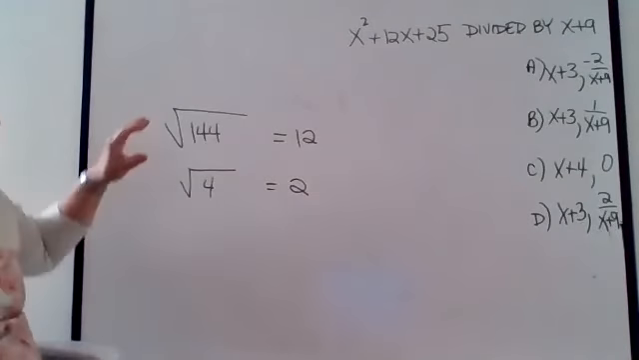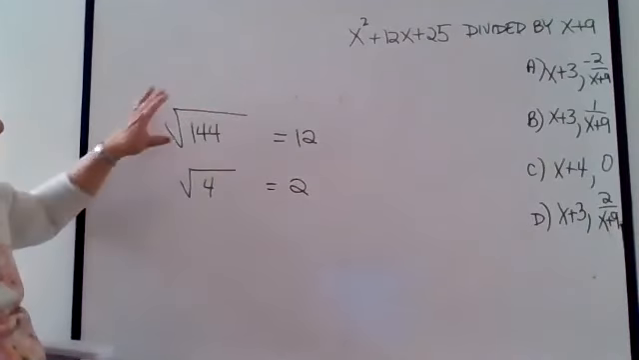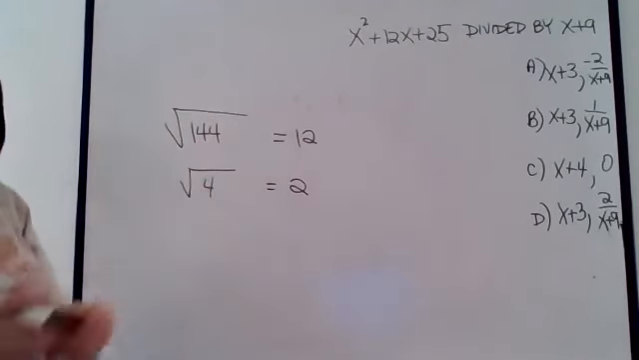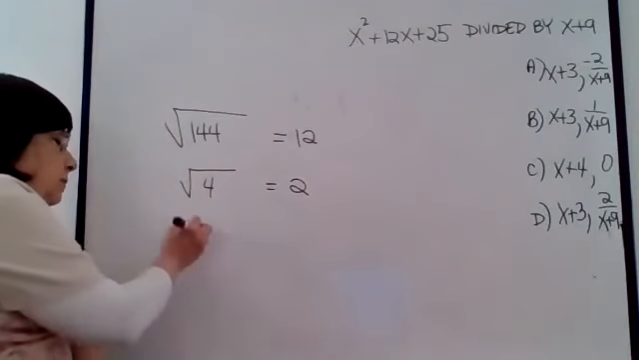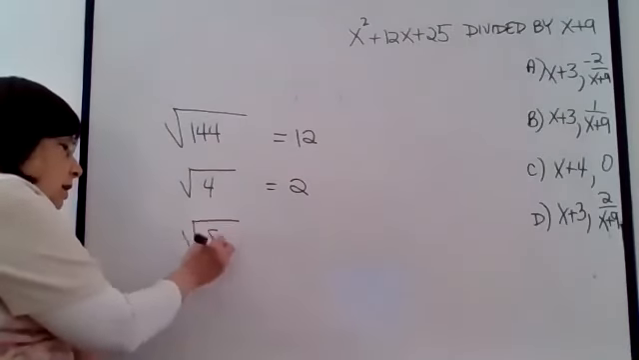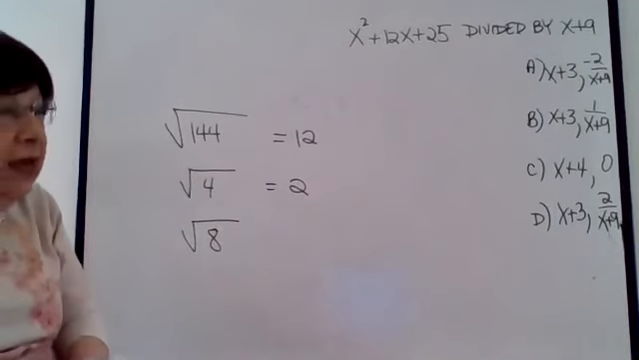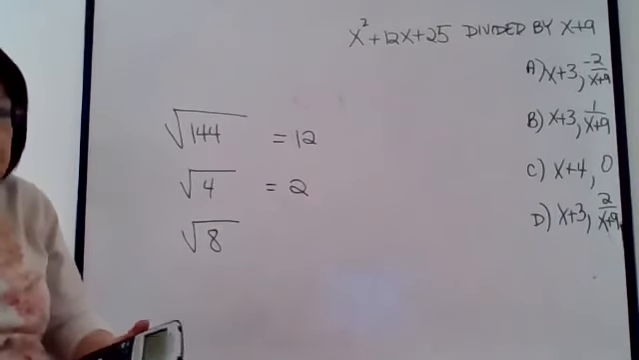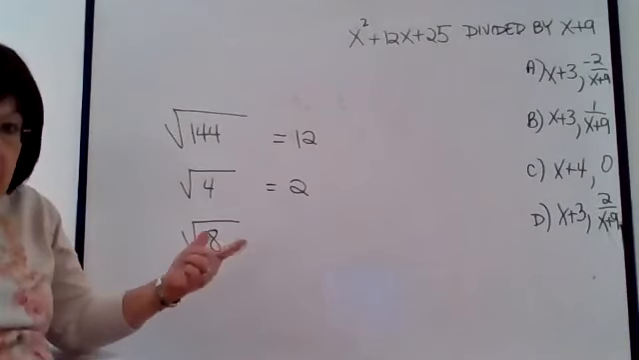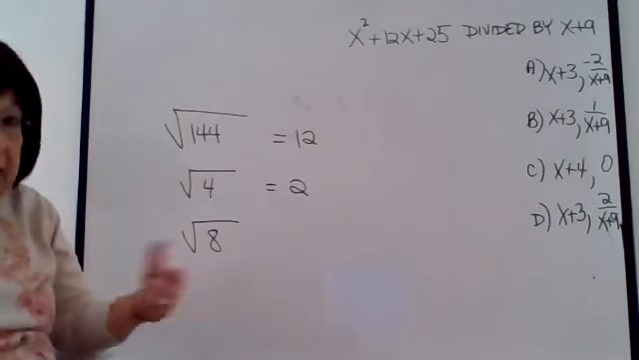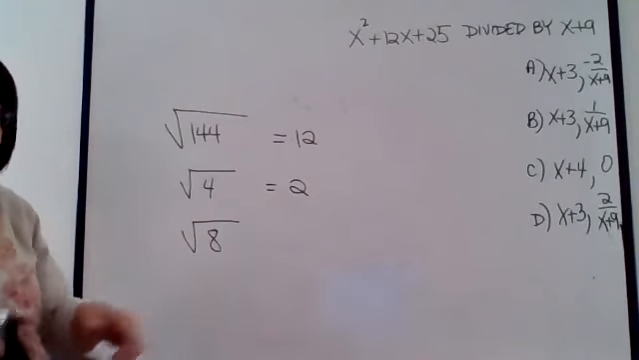These are rational numbers, because they're giving us answers without any radicals. But what if I gave you something like this and I said, I want to know the square root of 8. Now, I know that 8 isn't a perfect square because 2 times 2 is 4 and 3 times 3 is 9, and I skipped right over 8. 8 is not a perfect square.